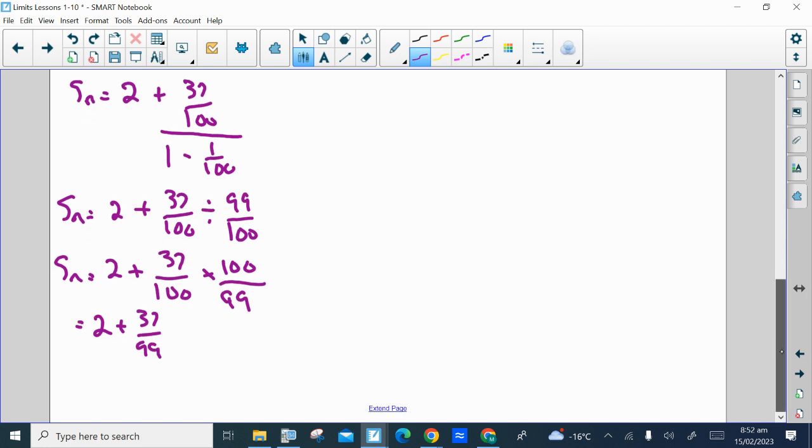Okay, and so we can write this as a mixed number, 2 and 37 over 99. We can write it as an improper fraction by going 99 times the 2, which is 198, plus 37, which gives us 235 over 99.